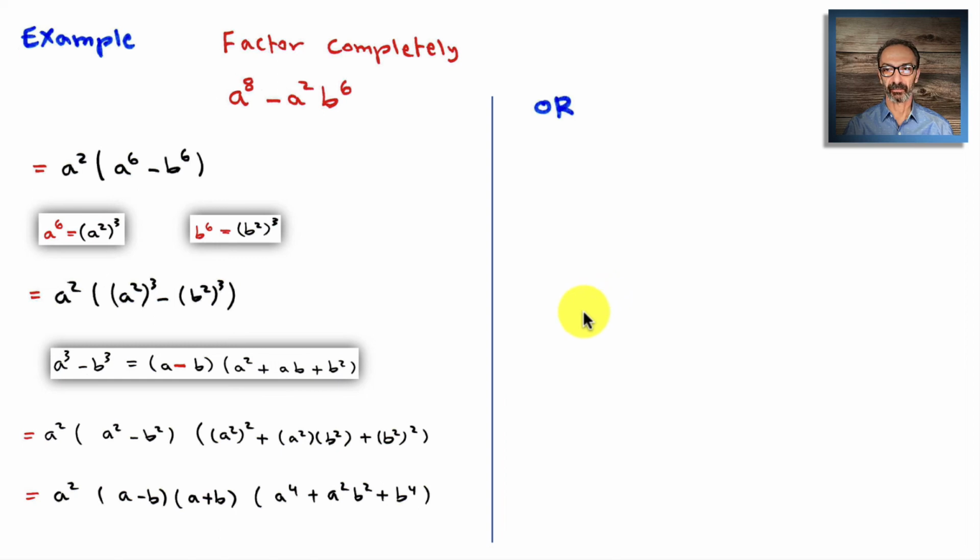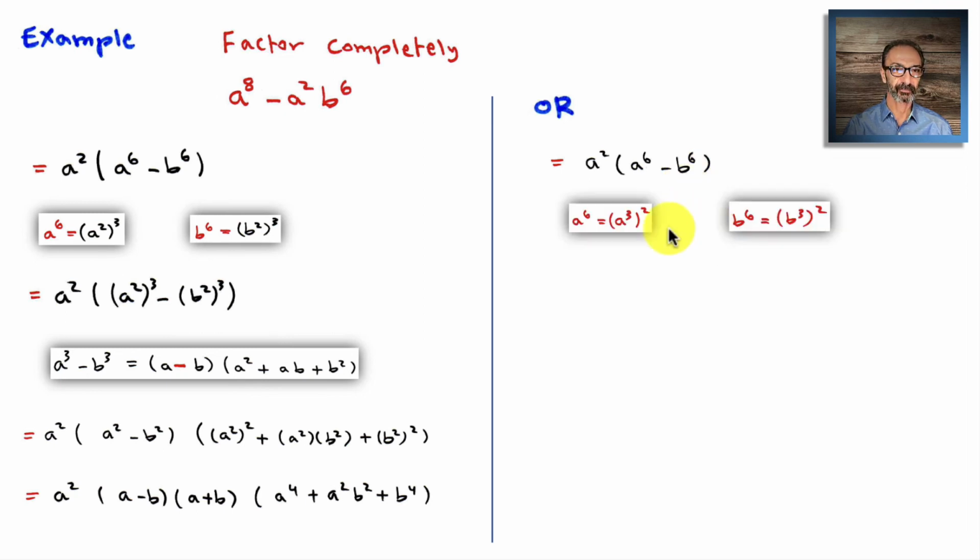But here's another way. Same problem. After you factor a to the second outside, instead of looking at this as a difference of two cubes, I'm going to look at it as a difference of two squares. So a to the third times a to the third will take me back to a to the 6. Same thing for b to the 6. I'm going to look at it as a square now this time. You could have it b to the third to the second instead of b to the second to the third.